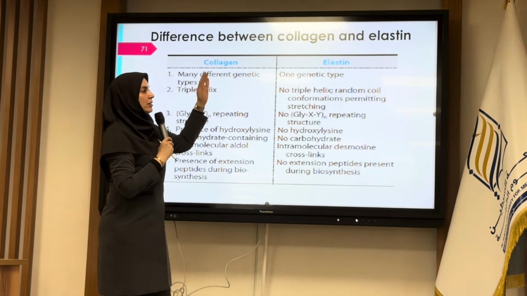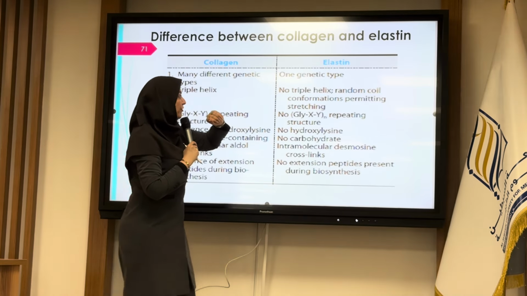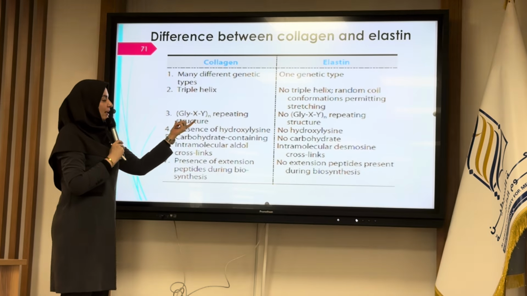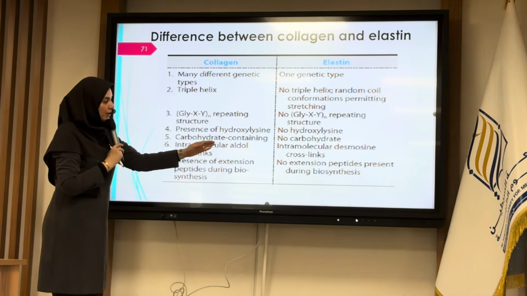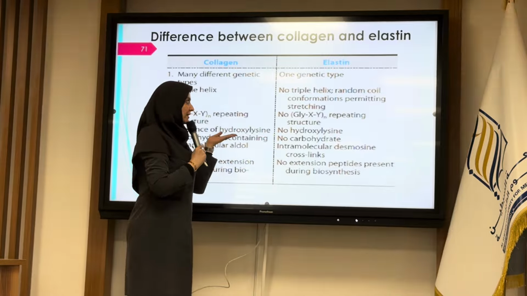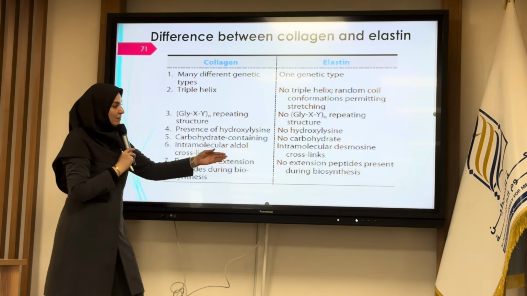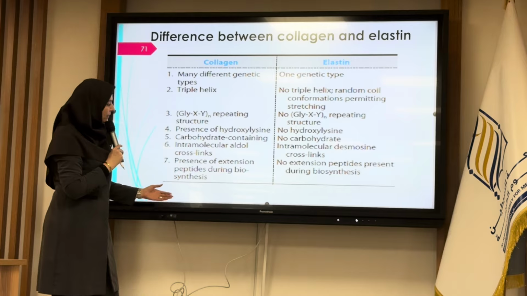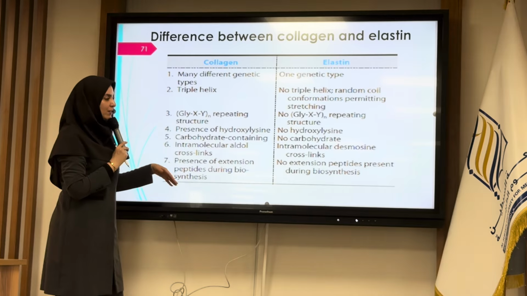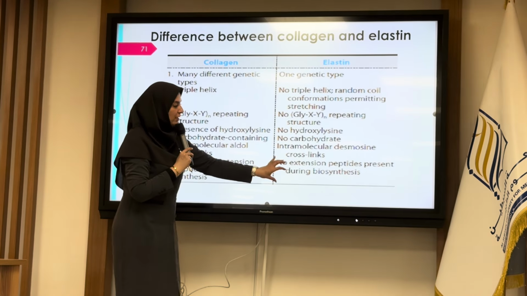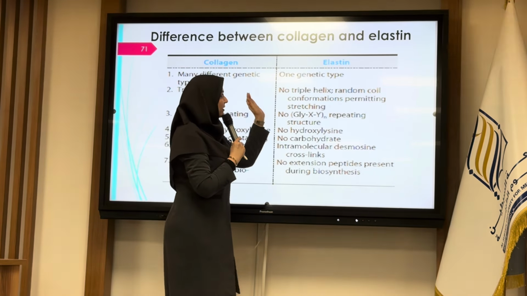Collagen may have different genetic types: type 1, type 2, type 3. But only one type of elastin is present. If you remember, collagen has a repeating structure. There is no repeating structure in elastin. Collagen is a glycoprotein, elastin is not a glycoprotein. Desmosine is present in elastin, and also there is an extension peptide during biosynthesis of collagen and no extension peptide in elastin. This is regarding the biosynthetic pathway. As I mentioned, this is an overview of the comparison between elastin and collagen.